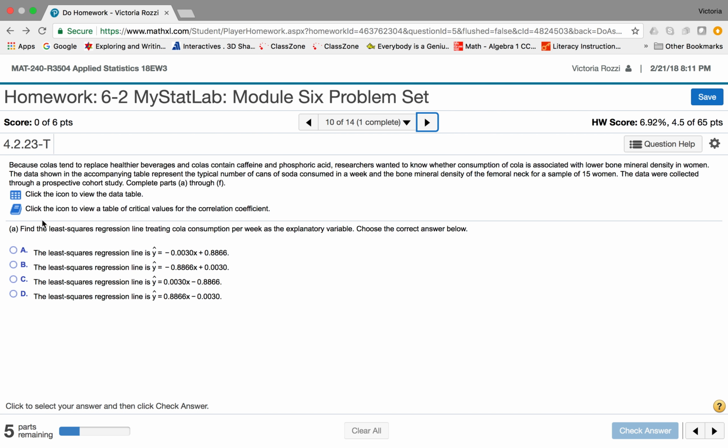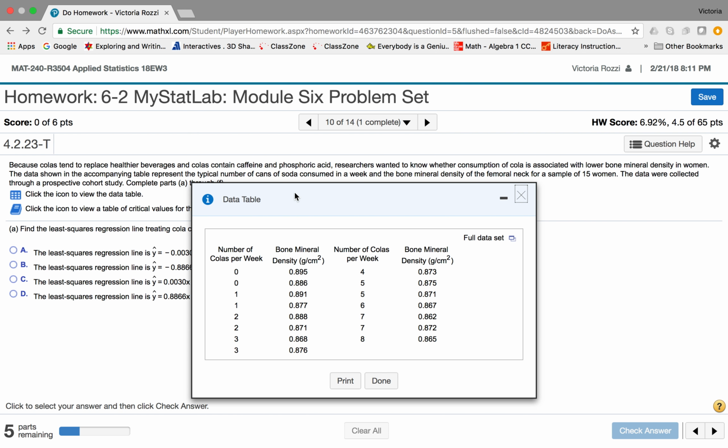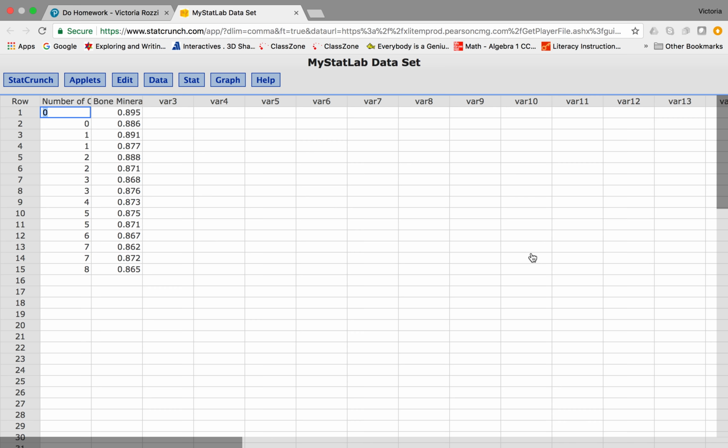So first of all, we're going to click to view the data. And I'm sorry, my connection is being a little slow at the moment. And then to put that data set into the StatCrunch, we're going to just click Open in StatCrunch. And this should import all of our data into StatCrunch.